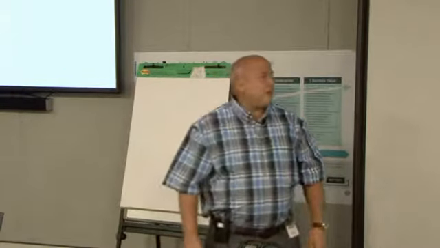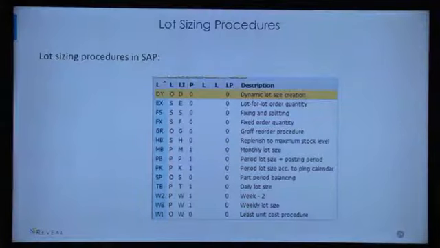Okay, so the lot sizing procedures, SAP has a bunch of them. Dynamic lot for lot, fixing and splitting. There's MB, monthly lot sizing. PK is lot sizing according to the planning calendar. When I have PK, it asks where your planning calendar is and when the dates are that you want it. So that one's a big one: lot sizing according to planning calendar.